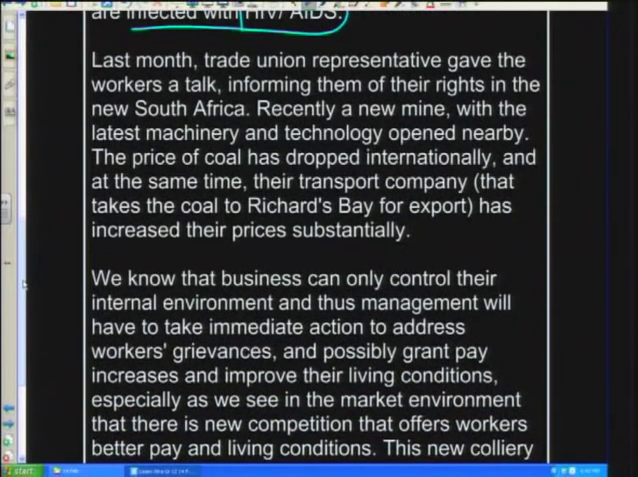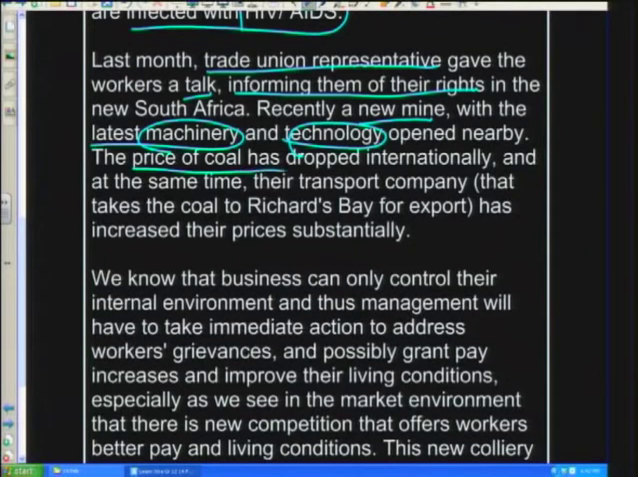Next part, last month, trade union representatives gave the workers a talk, informing them of their rights in the New South Africa. Recently, a new mine with the latest machinery and technology opened nearby. Now, the price of coal has dropped internationally and at the same time, the transport company that takes the coal from Richards Bay to export has also increased their prices substantially.